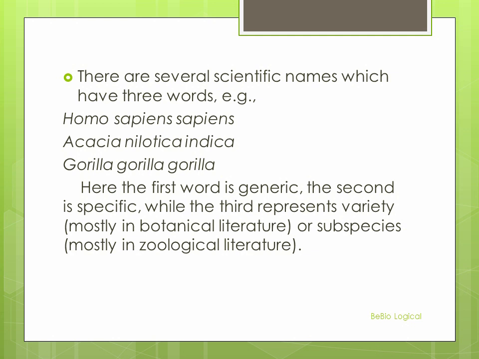There are several technical names or scientific names which have three words. For example, Homo sapiens sapiens, Acacia nilotica indica, Gorilla gorilla gorilla. Here, the first word is generic or the name of the genus. The second is specific epithet or the name of the species, while the third word represents variety in case of botanical literature or subspecies in case of zoological literature.